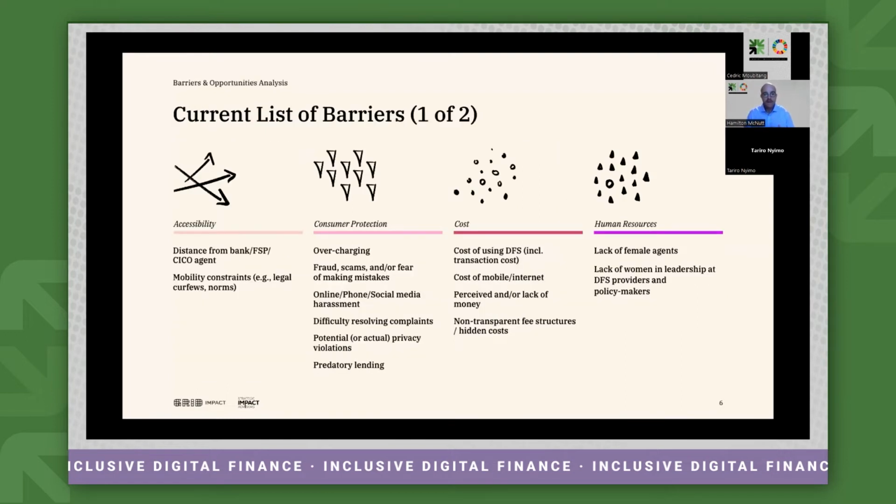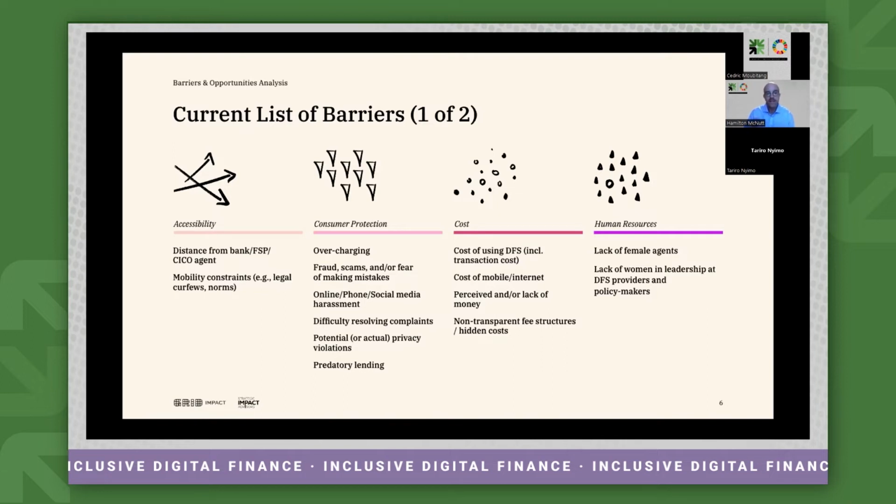So I just wanted to run through the barriers real quickly. Obviously, this is a list of barriers that were created by the FSP team. These are barriers that oftentimes are barriers for both men and women, but a lot of times women face these barriers at a greater degree of intensity. So we have 8 categories of barriers.